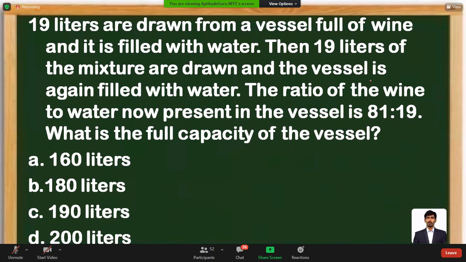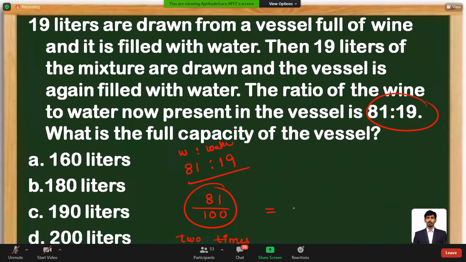So, very important statement. The ratio of wine to water is 81 is to 19. Very important statement. 81 is to 19 is indicating the leftover wine to the water. That means wine concentration is 81 parts out of 100 parts. This is the effect because of the 2 times.